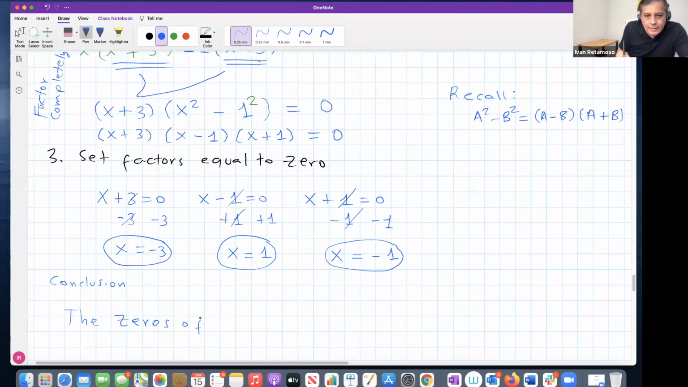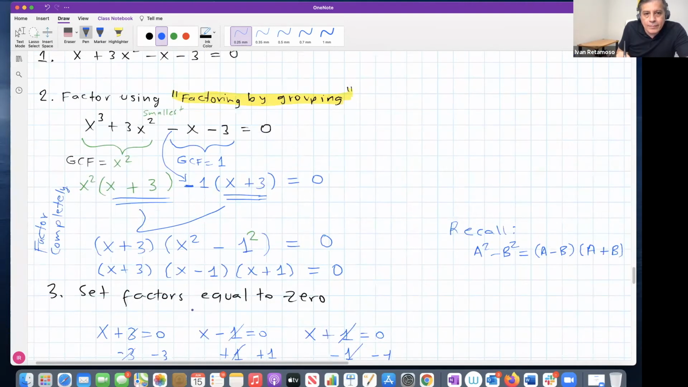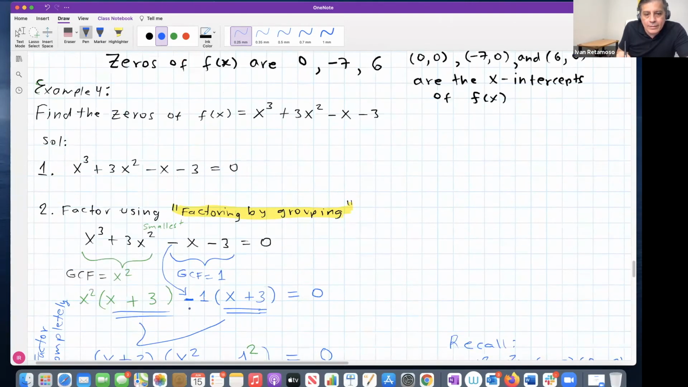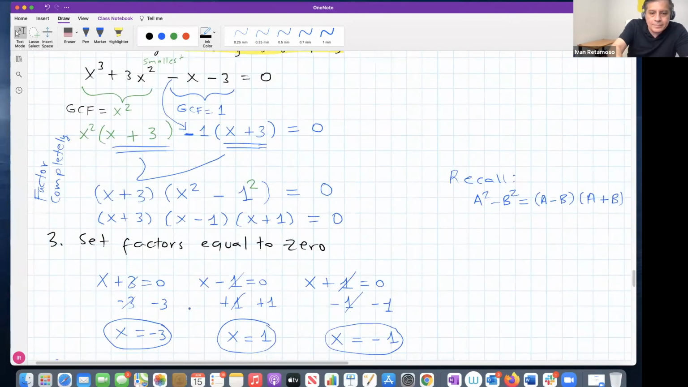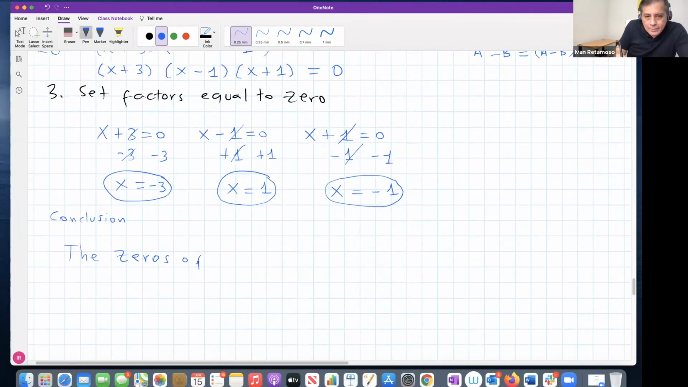of, what was the function? f of x, right? The zeros of f of x are, and we just list them all: -3, 1, and -1, right? These are the 3 zeros. Maybe I can put n here. Yeah, and that's all, right?